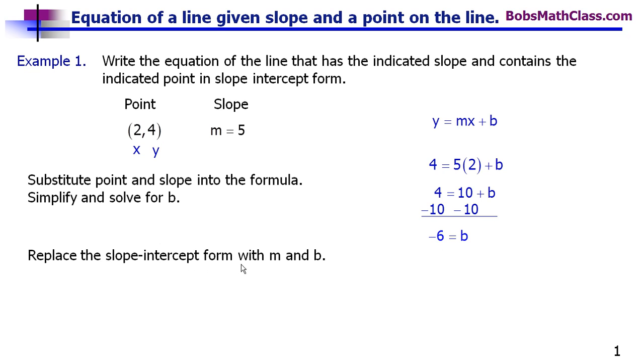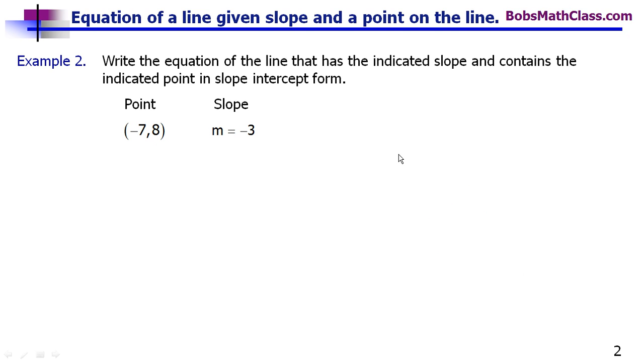Replace the slope-intercept form with m and b. This is the slope-intercept form up here, y equals mx plus b, so we're just going to replace that m with 5 and this b with negative 6. And we're all done. Okay, let's go on to another example. If you need to pause and work through it at your pace, please do so.